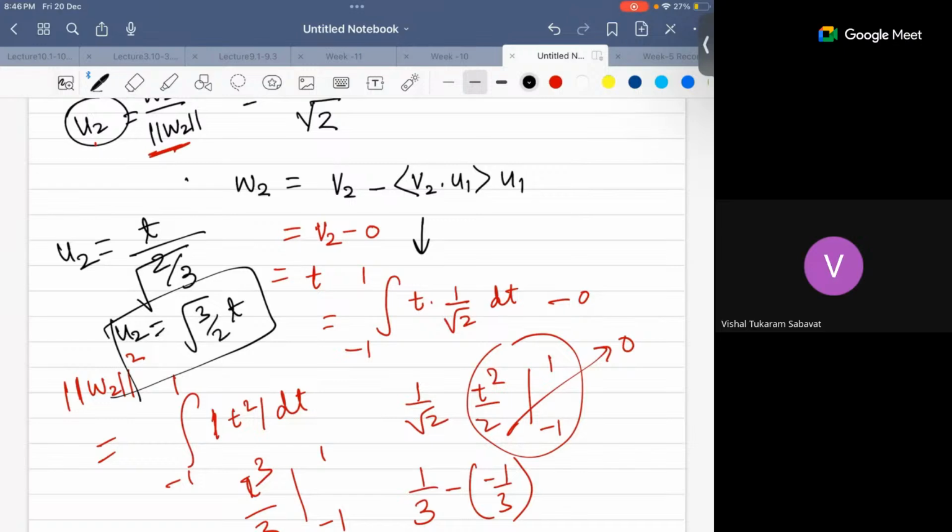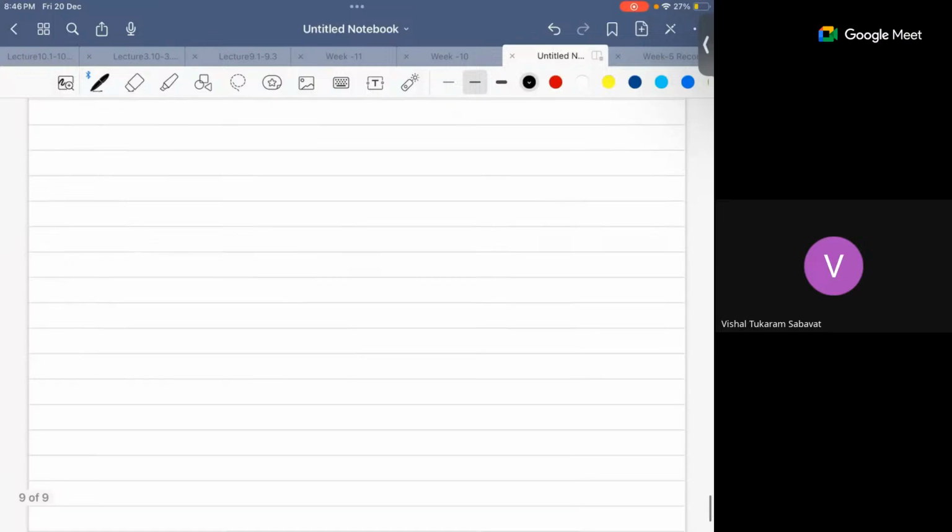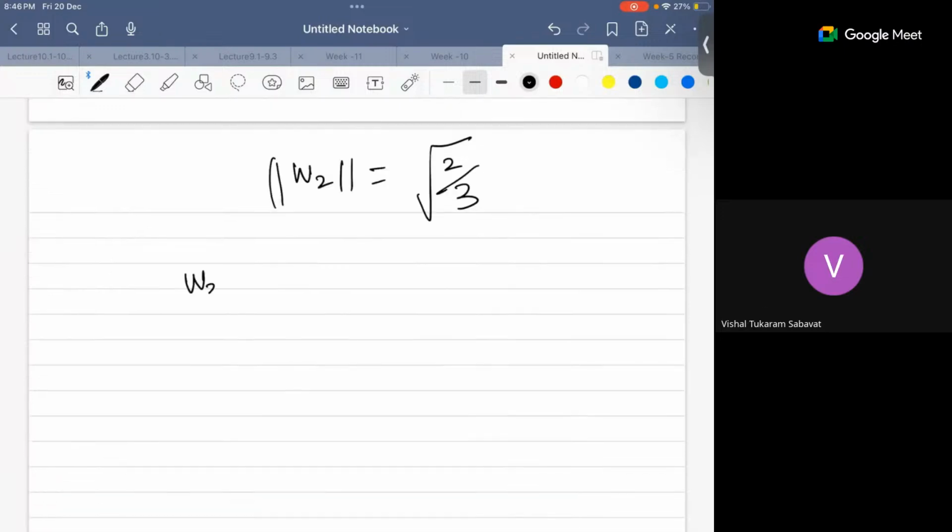Yes, sir, that'll be more than enough. So you can just practice one or two where you are just converting. Not this big, but you can be asked something like 1, t, t square, and then you can be asked to calculate the orthonormal basis. So this, I guess, and similarly you can calculate W3 also.